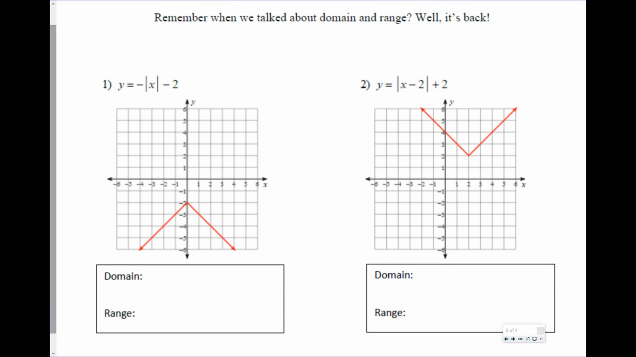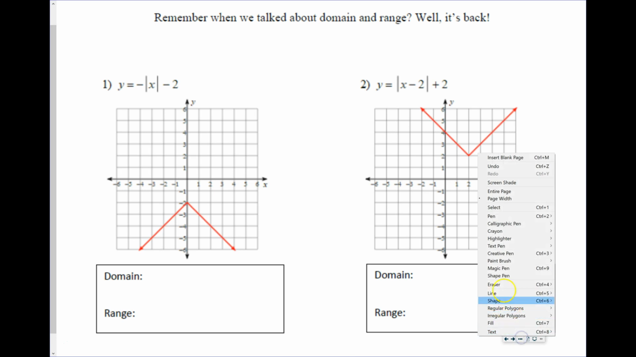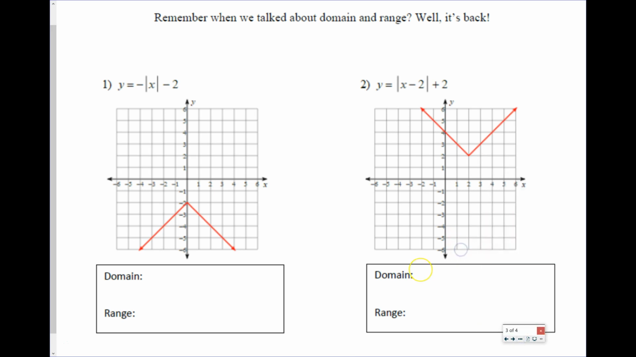And that is being able to tell what all your possible x values are and all your possible y values. So domain, I'm going to remember this. Domain is all possible x values. And remember, we think of domain as left to right.